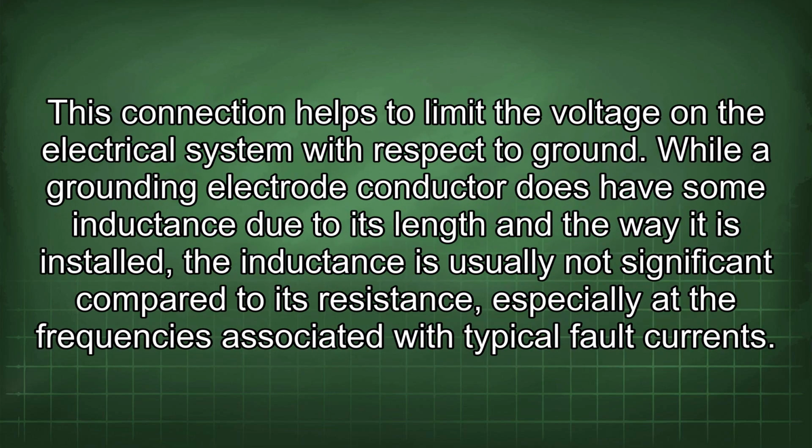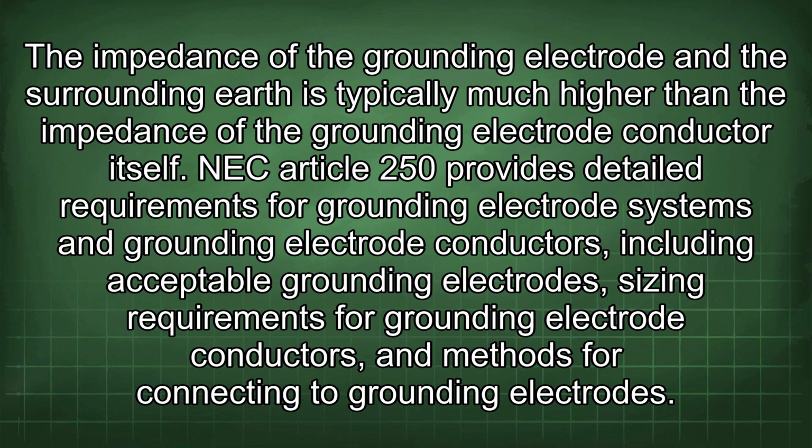This connection helps to limit the voltage on the electrical system with respect to ground. While a grounding electrode conductor does have some inductance due to its length and the way it is installed, the inductance is usually not significant compared to its resistance, especially at the frequencies associated with typical fault currents. The impedance of the grounding electrode and the surrounding earth is typically much higher than the impedance of the grounding electrode conductor itself. NEC Article 250 provides detailed requirements for grounding electrode systems and grounding electrode conductors, including acceptable grounding electrodes, sizing requirements for grounding electrode conductors, and methods for connecting to grounding electrodes.